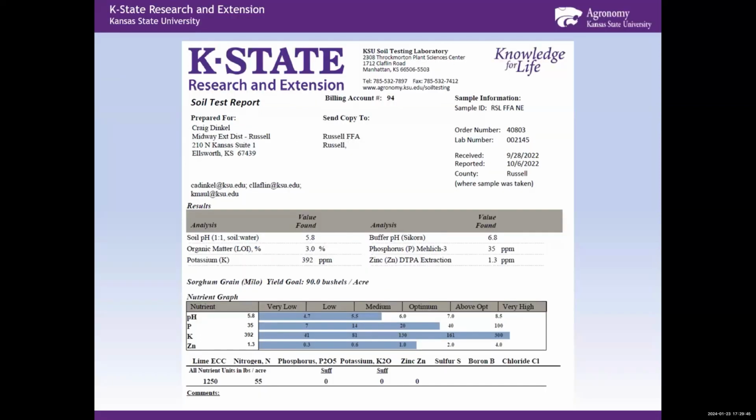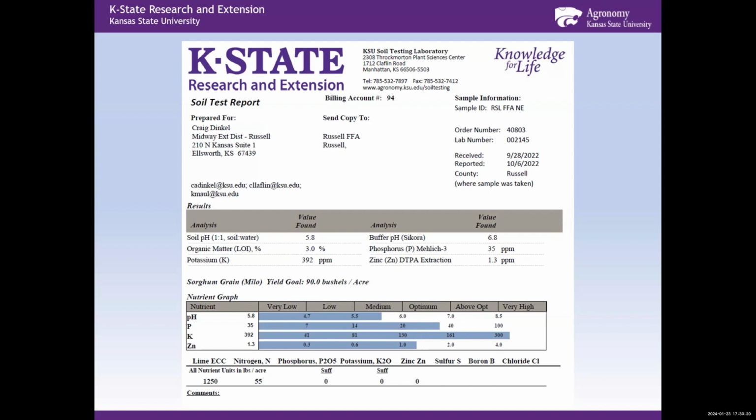And this is how K-State does their reporting. This was on a field I helped manage and help the Russell FFA out there. This was from 2022, before we were getting ready for the 2023 growing season with sorghum. We did a 90 bushel yield goal, which we darn near met, even though I went kind of conservative on it and was planning on 70 bushel.